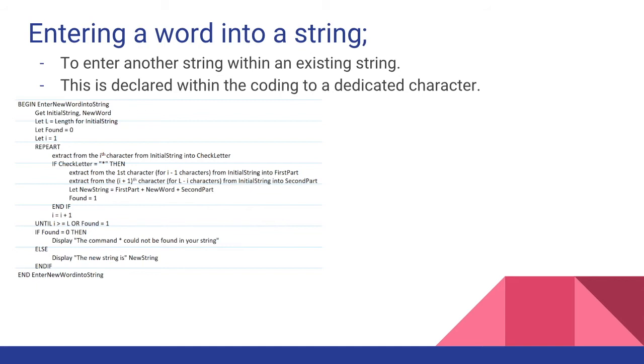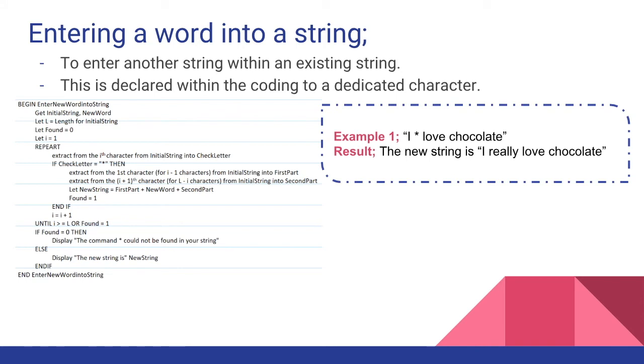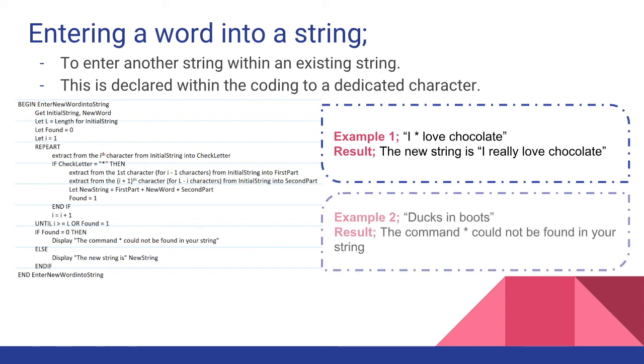So when a command is detected in the coding, if there is an intention to add something within the string, a dedicated character will be present to show that something will be placed there. So within this algorithm, the symbol of the asterisk is declared, which is used as one of the strings. The string in the first saying I asterisk love chocolate, if asterisk was declared to add in the string really, it would then split the 2 sections apart, add in the declared string, and then change the string to I really love chocolate. In the second example, ducks in boots would be entered and would result in the algorithm not finding the command and stating it when it says the command asterisk cannot be found in your string.